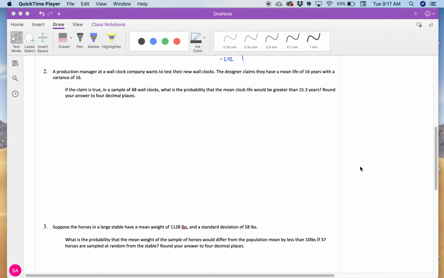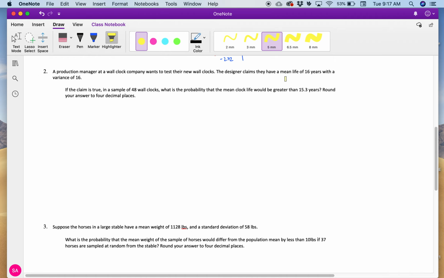All right, we are back for example 2. A production manager at a wall clock company wants to test their new wall clocks. The designer claims to have a mean life of 16 years with a variance of 16. So let's go ahead and write that out. We got a mean life of 16 years and a variance of 16. So variance is sigma squared.